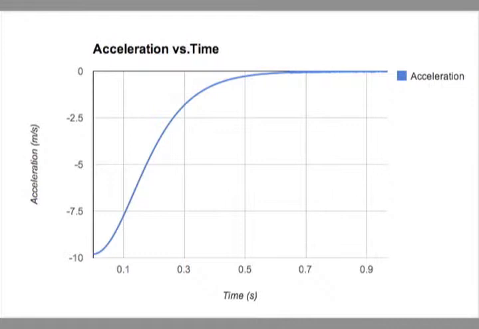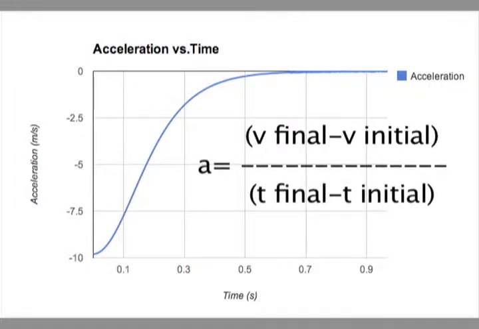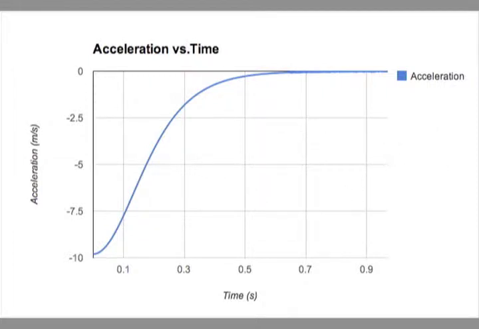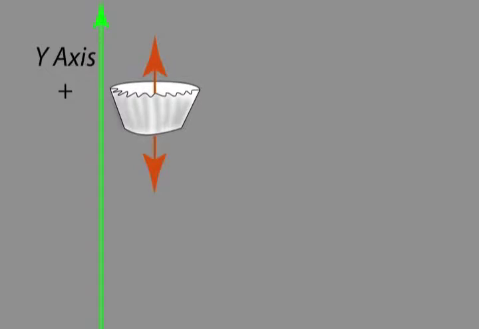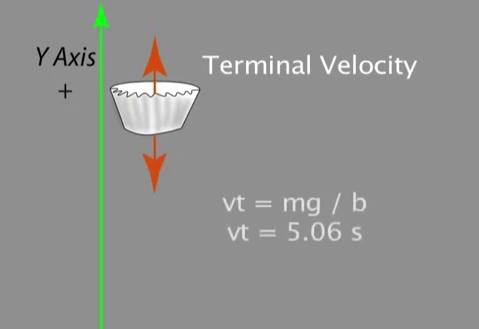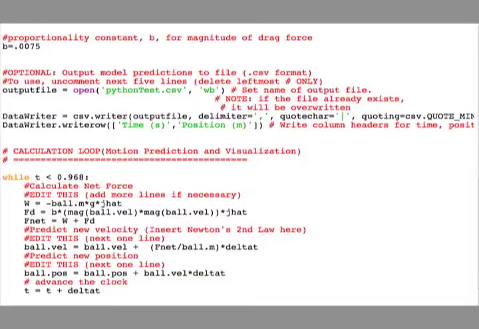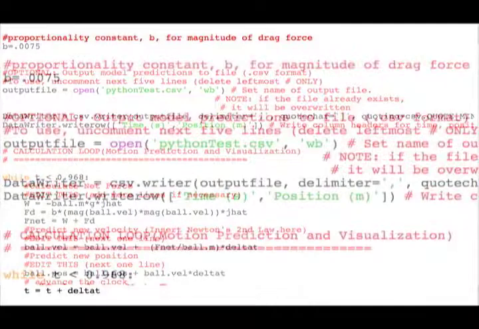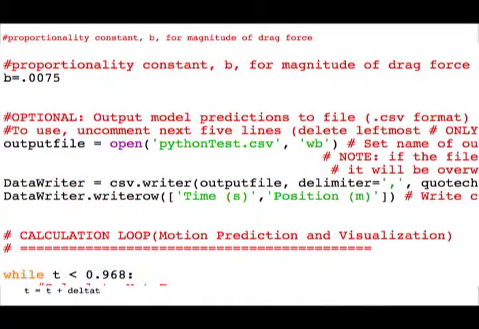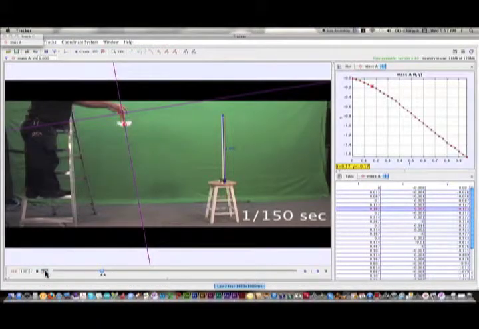I did this by placing the formula v final minus v initial divided by t final minus t initial and copied the formula into the column on the spreadsheet. Then I calculated the point where the filters reached terminal velocity. I determined this to be 5.06 seconds using the formula Vt equals mg divided by b. The constant b was determined by using the model value from VIDLE at 0.0075 in the video that I analyzed in Tracker.